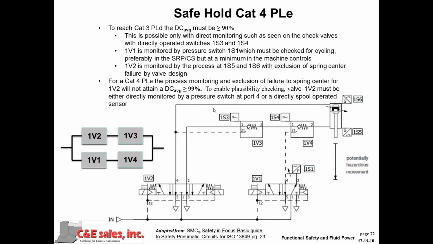This one is probably the most complicated one that you might run into in a safety function. What we have here is a category 4, which is the highest level of performance, where we have two pilot-operated check valves, each one controlled by its own valve. And the diagram for the fluid power only is V1, 2, and 3, which is these two here, and V1, V4, which is these here.